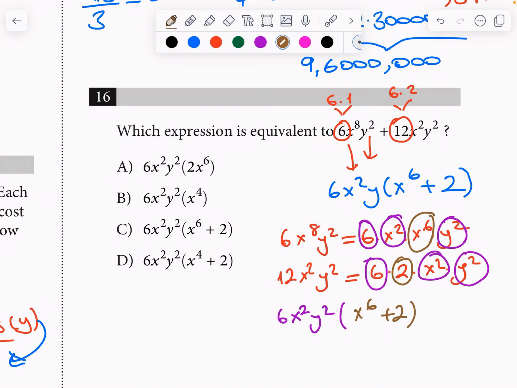It is going to be answer choice C, I believe. Yes, the correct answer is answer choice C.